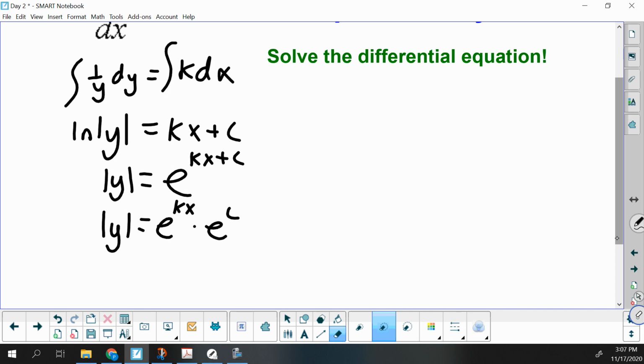And e to any constant will just be some other constant. So we're going to rewrite this as absolute value of y, and I'm just going to make it a c out front, and e to the kx.